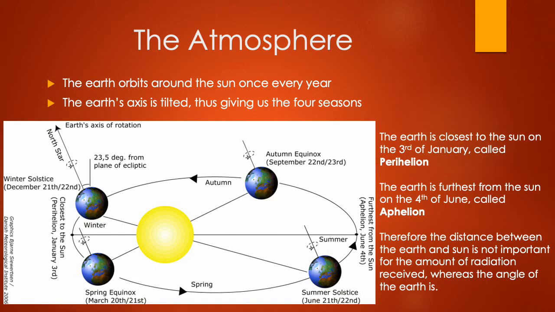So as you can see, we're closest to the Sun on the 3rd of January, but in the Northern Hemisphere, that's our winter. What's more important is the angle at which the Earth is tilted at. That makes the difference for the seasons, not how far away or how close the Earth is to the Sun.